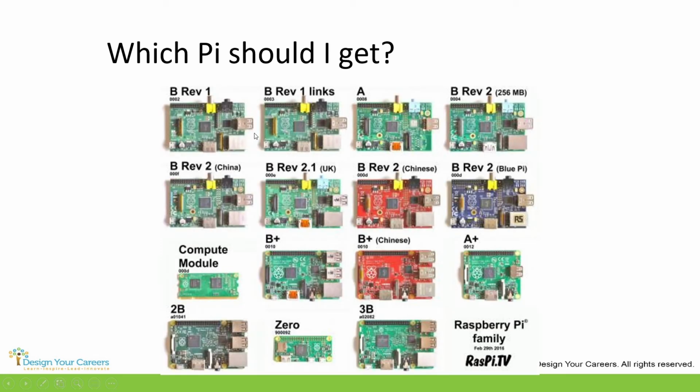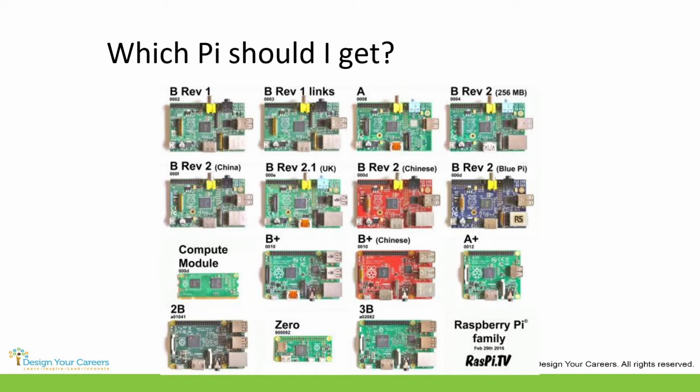So which Pi should I get is the question a lot of people face when they're getting their first Raspberry Pi. And here are a bunch of revisions and models just to confuse you. So we have the B Rev 1, B Rev 2, all these sorts of models. Which one is the best?